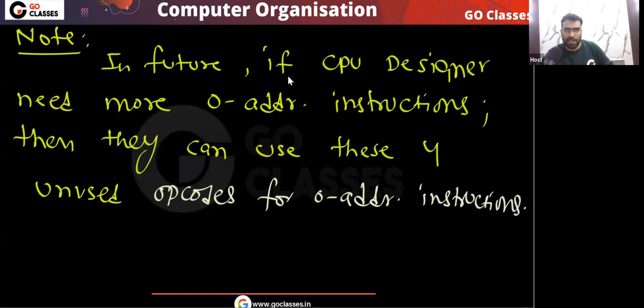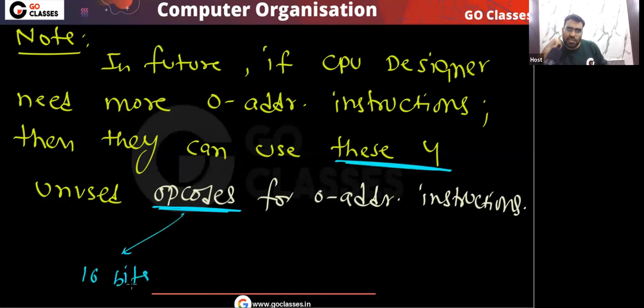So this is the complete explanation. Is this clear? A student is asking whether these 4 opcodes have to be only zero address. Yes, these have to be only zero address, because you already know that these opcodes are 16 bits opcodes. So they have to be zero address instructions, right?